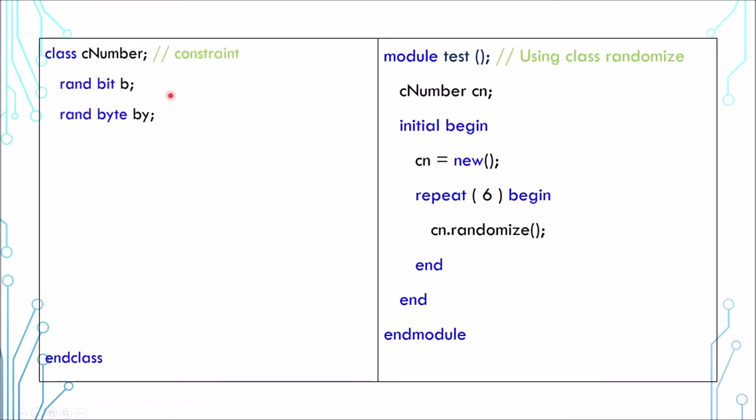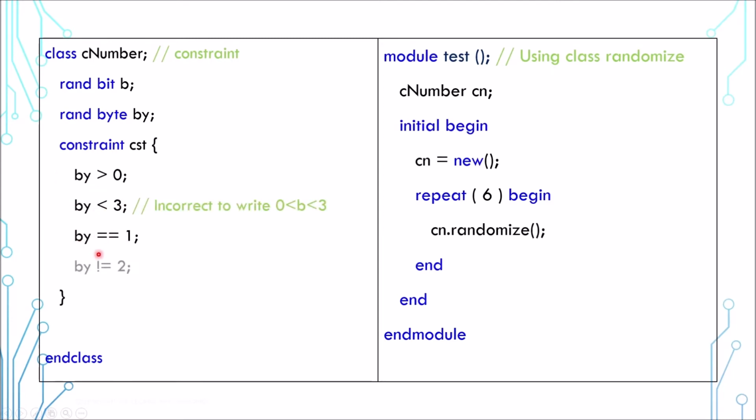Class also allows you to add constraint. This is how you create a constraint. Inside the constraint is the rule for the random variables. For example, we can limit the byte to be larger than 0, and smaller than 3, and equal to 1, and not equal to 2.